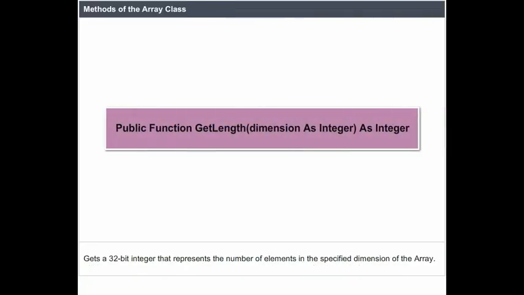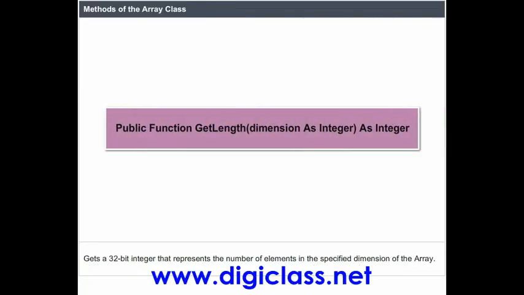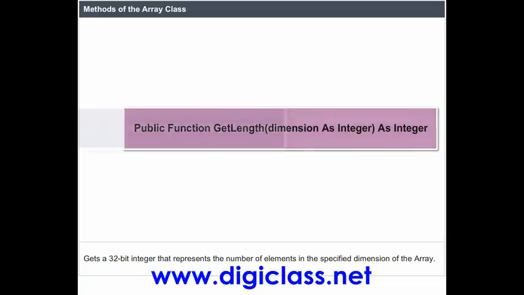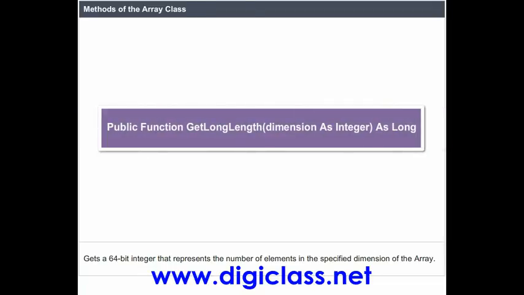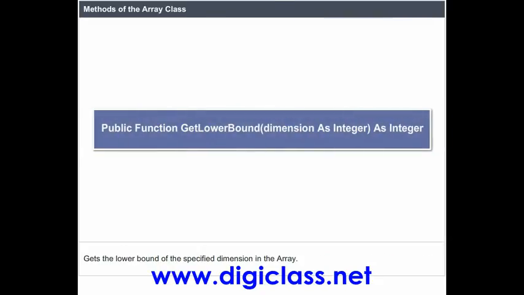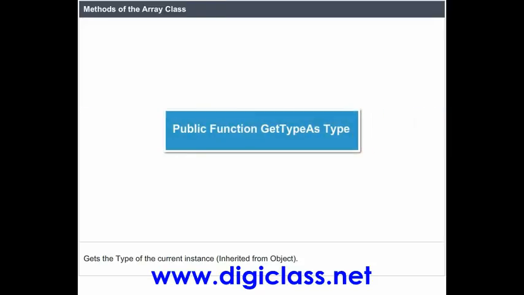GetLength gets a 32-bit integer that represents the number of elements in the specified dimension of the array. GetLongLength gets a 64-bit integer that represents the number of elements in the specified dimension of the array. GetLowerBound gets the lower bound of the specified dimension in the array. GetType gets the type of the current instance, inherited from Object.